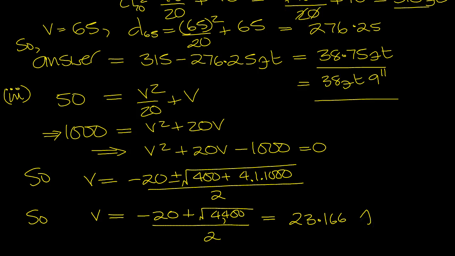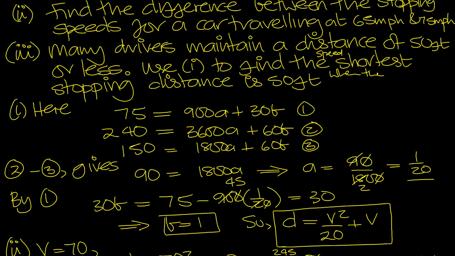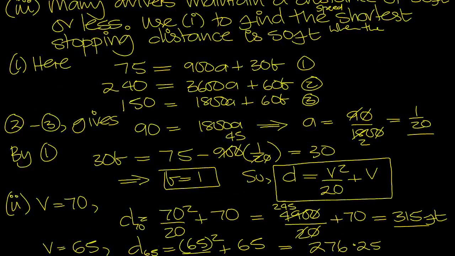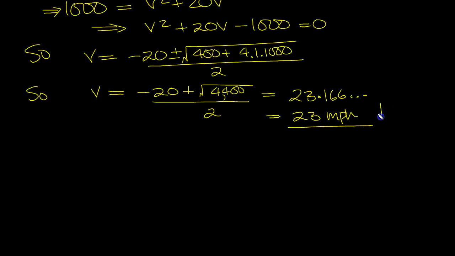Miles per hour, which equals 23 mph. And that's rounded to the nearest whole number. Okay, good.